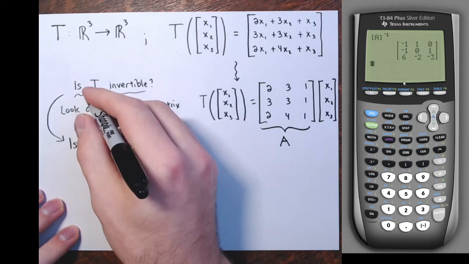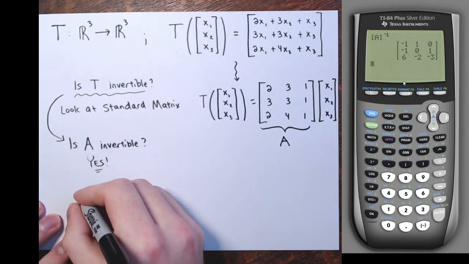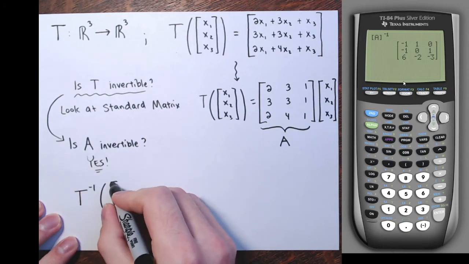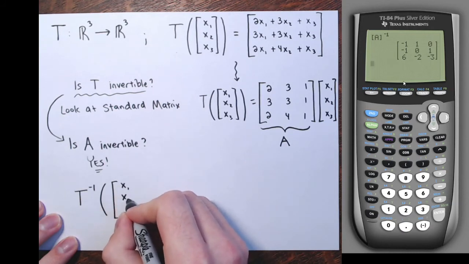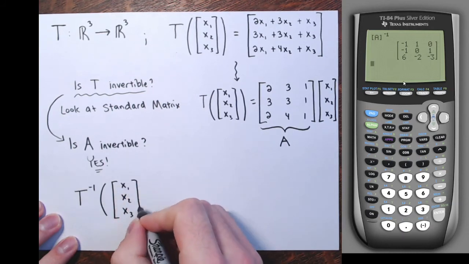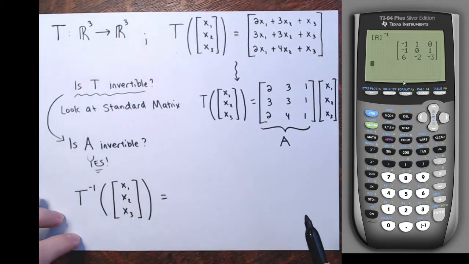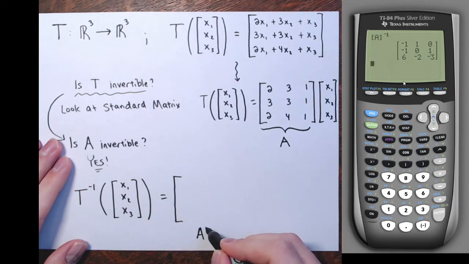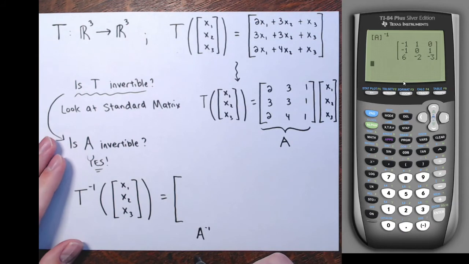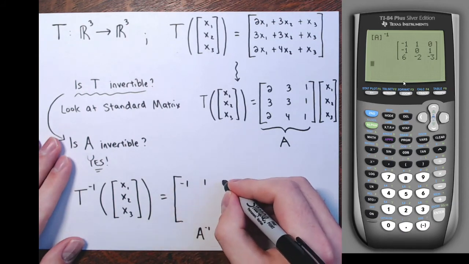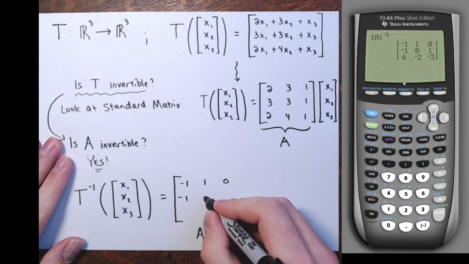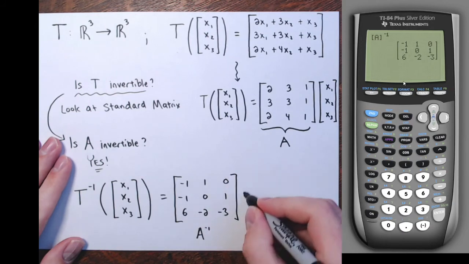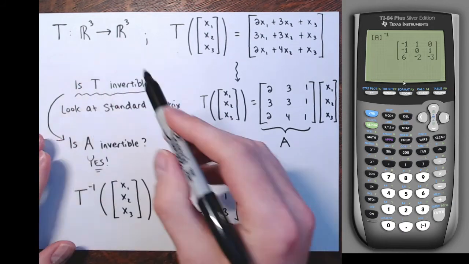That means that T is invertible, and T inverse of x1, x2, x3 would be the following. I just use A inverse, which is on my calculator right now. T inverse would be this matrix, which is A inverse, the inverse of T's standard matrix, which has -1, 1, 0, -1, 0, 1, 6, -2, -3, times the input vector.